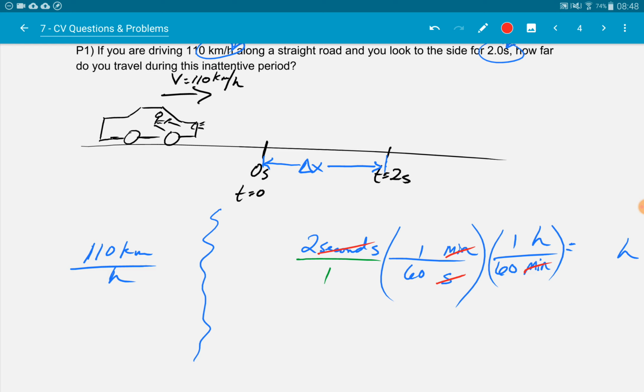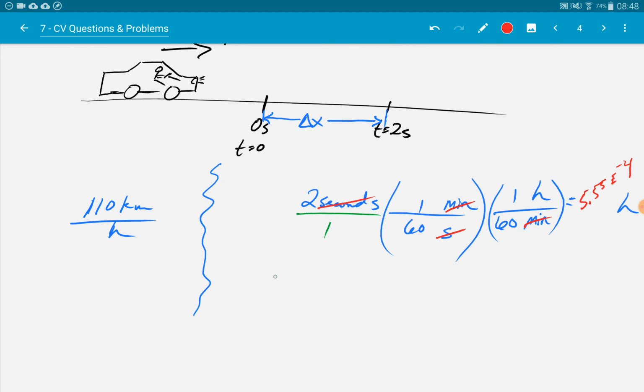And so now when I do that, I get something really small. My calculator says 5.55, and then it does the little e to the -4. Maybe yours does too. I'm going to rewrite that down here so I have more room to talk about it: 5.55, and then my calculator shows e -4. What the heck does that mean?